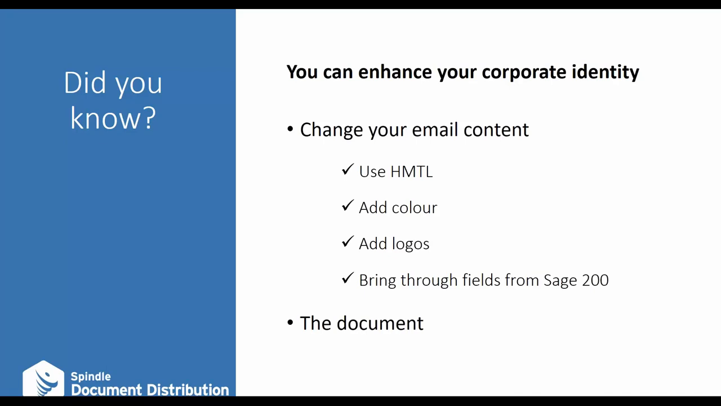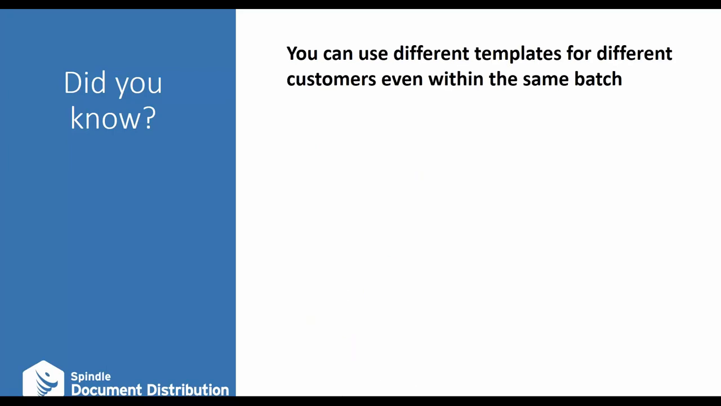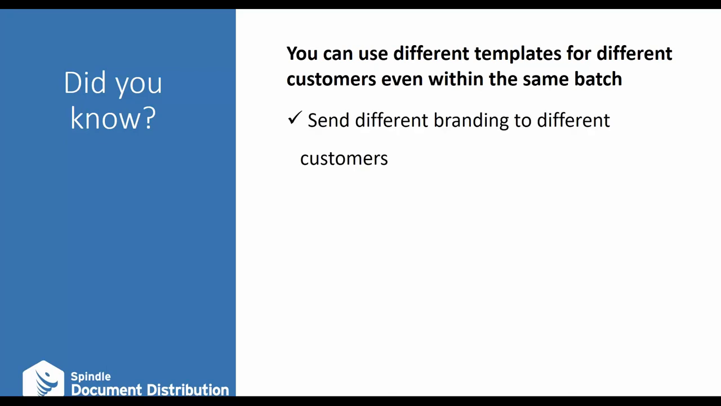Now let's have a look at the actual physical document you're sending out. Are you using the Spindle overlays? You may not know what these are as a Spindle user, so I'll be showing you in just a moment, but this will really make your document look exceptionally professional by adding your logos. Now you can use different templates for different customers, even within the same batch. So maybe you've got different branding within your business, and that branding is different for each customer as well. We can do this by means of an analysis code, picking up the correct branding for the correct customer. And that can apply both on the document that you're sending out or even the email content as well.